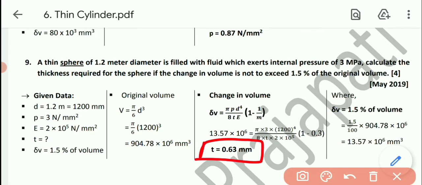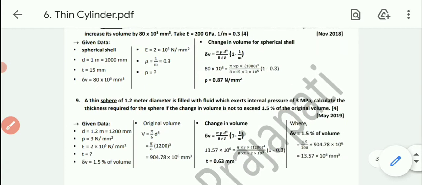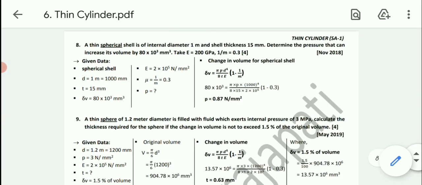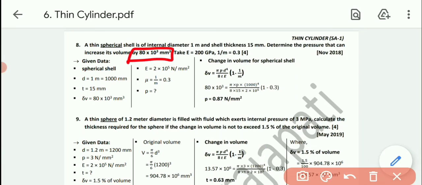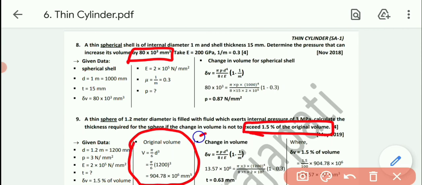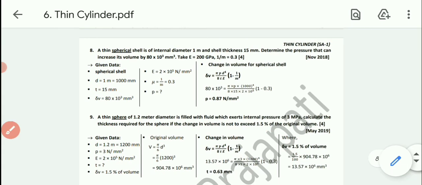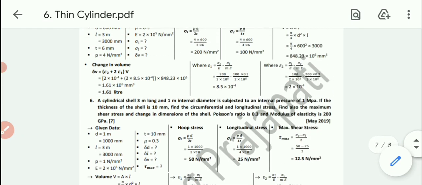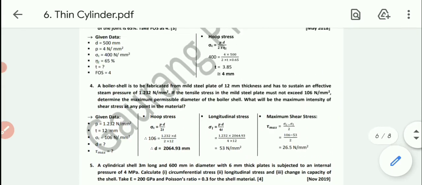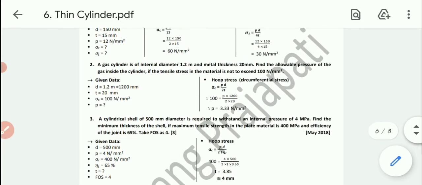So the difference between these two examples is, in the above example they directly gave us delta V, 80 into 10 raised to 3, while in this one they told us that the change in volume is 1.5% of the original volume. So first of all we need to calculate this value. These are the examples which have been asked in the exam, and I have also covered some other examples which have not been asked in the exam, but are necessary for practice.